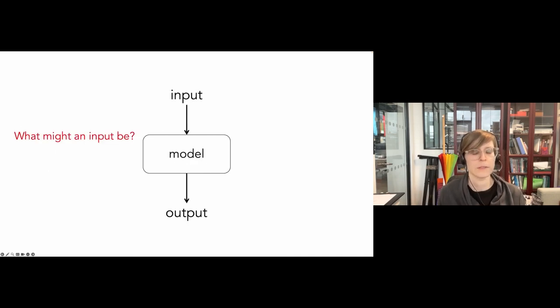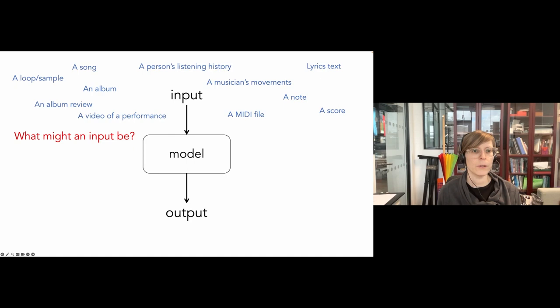All right, so let's talk about some examples. What kinds of classifiers might we build if we're working with music? Well, first of all, for inputs, I already talked about a lot of different sensors and things that you could get used to get information about what a performer is doing. But of course, we're not limited to that, right? A song could be an input, a loop could be an input, a video of a performance could be an input, a MIDI file, a note, lyrics text, a person's listening history.